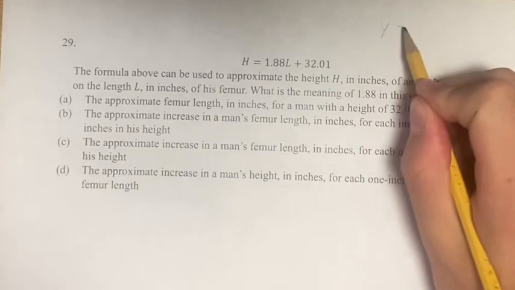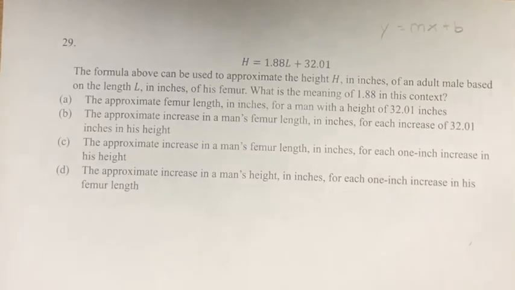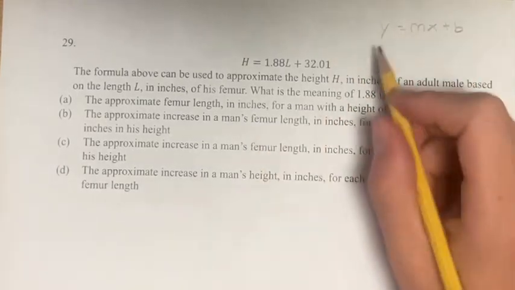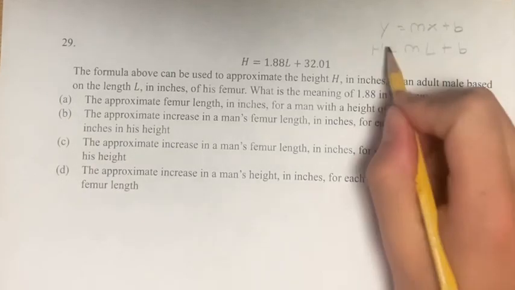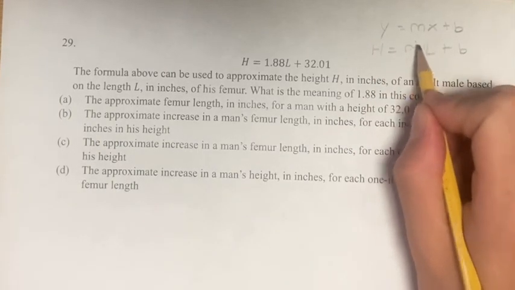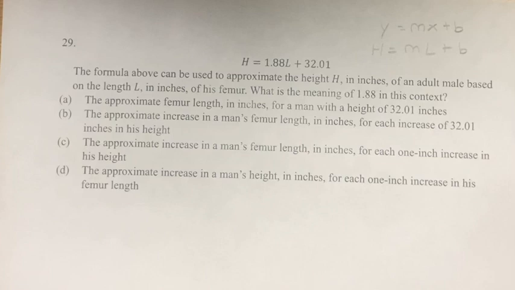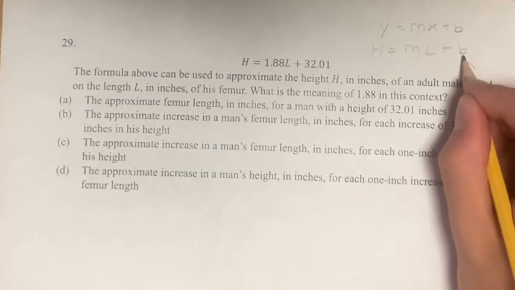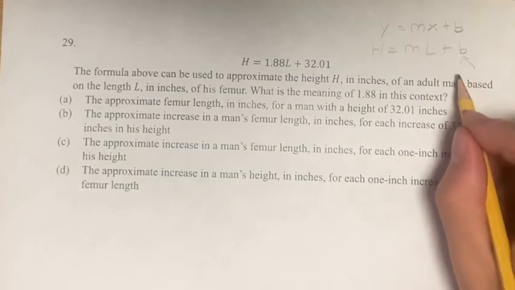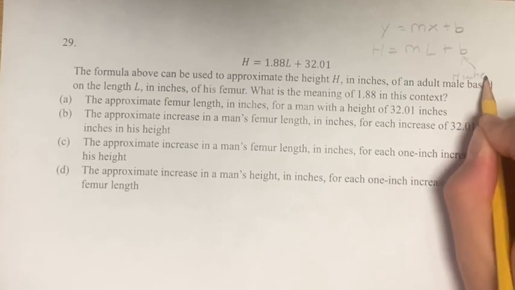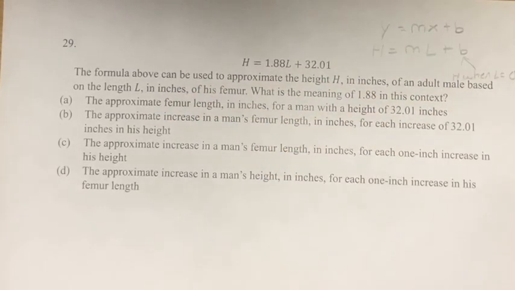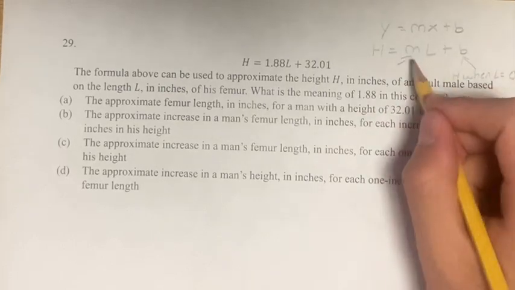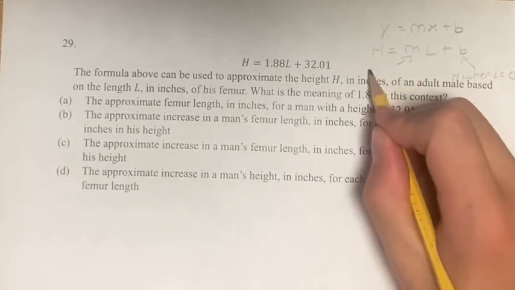Normally we'd see it as y is equal to mx plus b, but we're not dealing with x and y in this case. We have h is equal to mL plus b, where h is equal to L times some number plus another number. And b is going to be representing the y-intercept. So this is the value of h when L is 0, which would be the height if you had a femur of 0 inches. And then m is the rate of change of h as L changes.